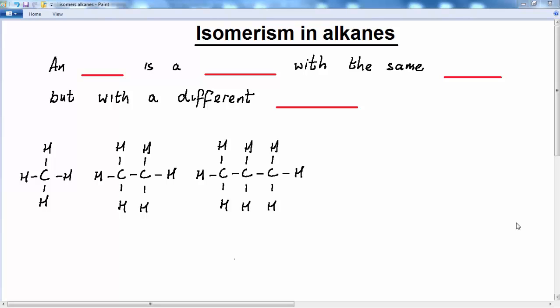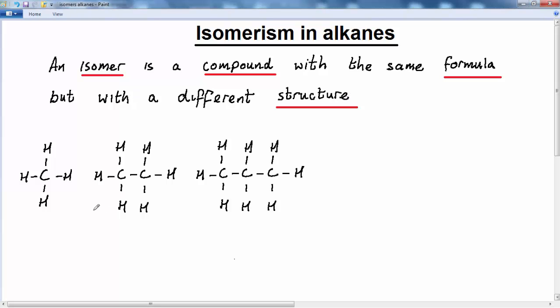In this lesson we're going to look at isomerism in the alkanes. First of all, let's state what we mean by isomerism. An isomer is a compound with the same formula but with a different structure.